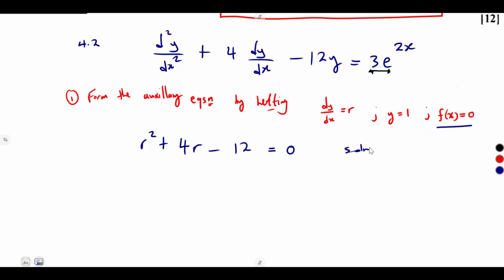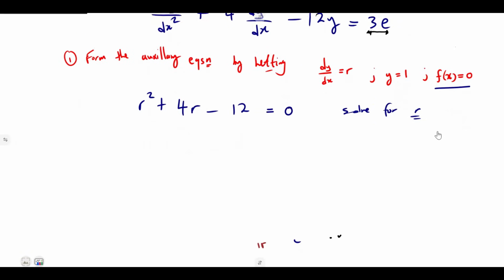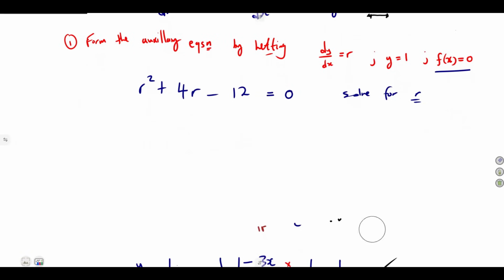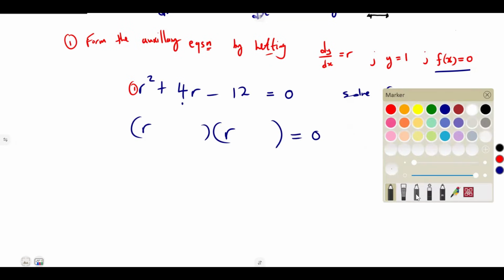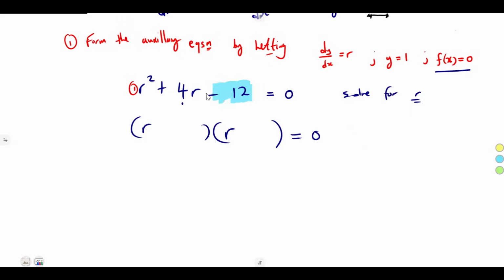So we must solve for r. That's a quadratic equation. We can use the quadratic formula, or we can just try factorization. Looking at minus 12, I can see there's a relationship between minus 12 and 4, so I can just use factorization. Since the coefficient of r squared is 1, I'm just going to have r and r here. Let's consider the factors of our constant. What is our constant? That is minus 12. So we need products of minus 12.